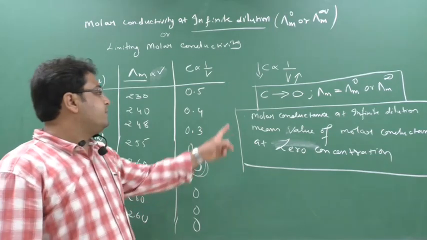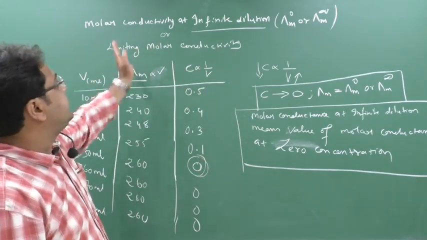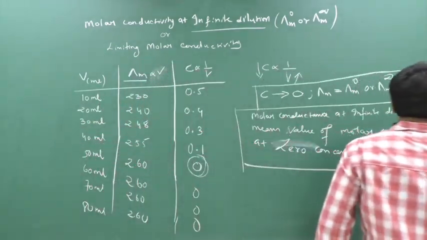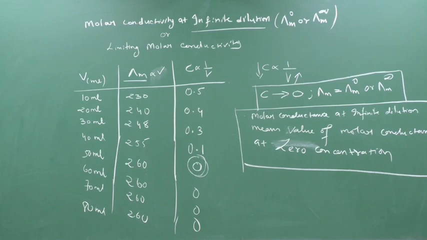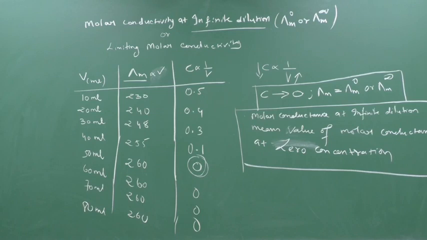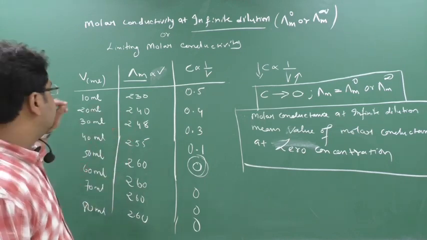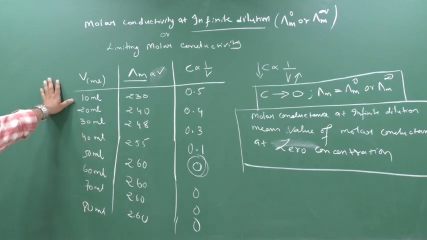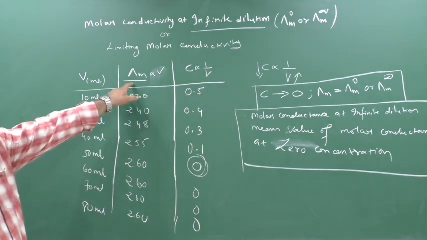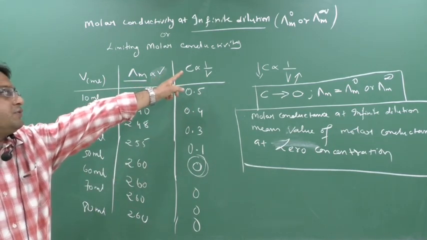Once more I repeat that molar conductance at infinite dilution or limiting molar conductivity means the value of molar conductance at 0 concentration. Understood? Clear? Initially I added 10 ml. The lambda m value was 230 and the concentration was 0.5. Now as you know, lambda m is directly proportional to V, but concentration is inversely proportional to V.